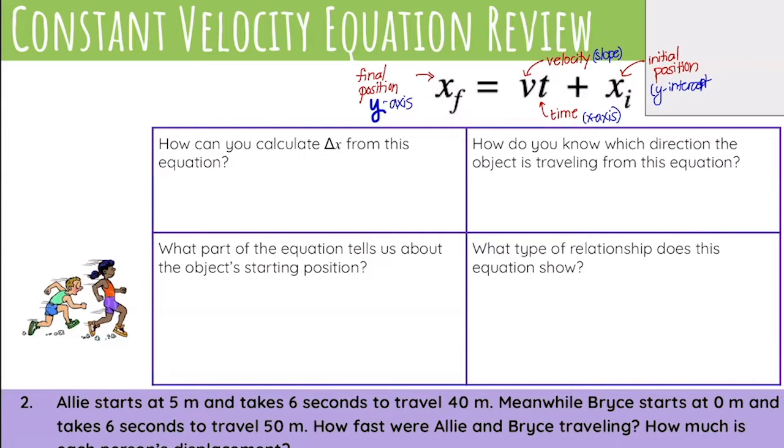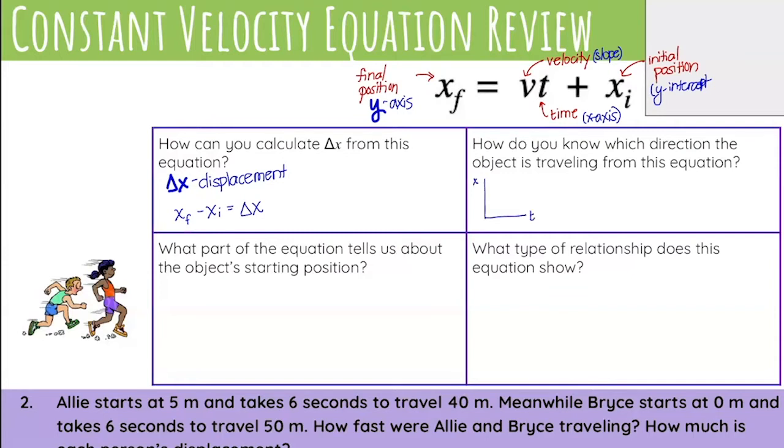How can you calculate delta x from this equation? So we have delta x, if you remember, is displacement. And in displacement, we are just really looking for the difference between your final position and your initial position. So we're looking for the difference of your final minus initial, and that's going to give us displacement, which is delta x.